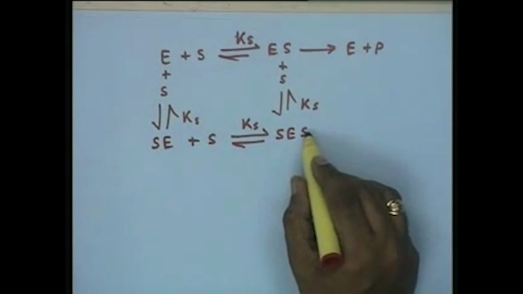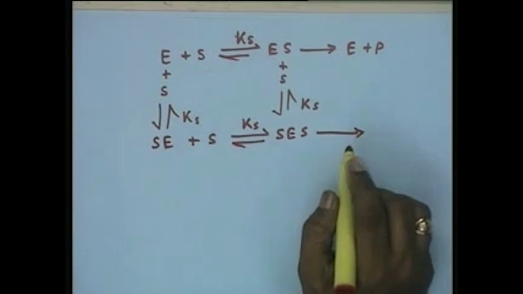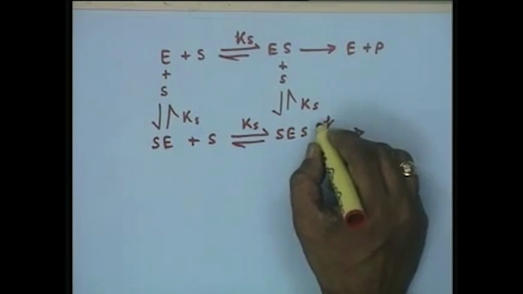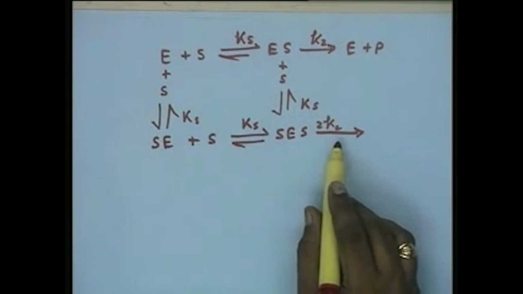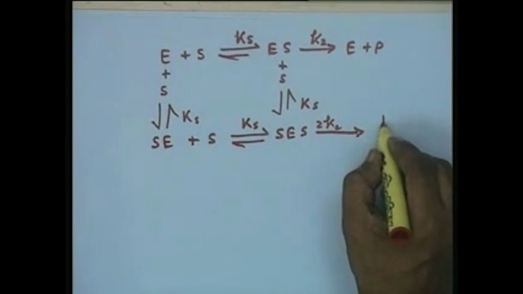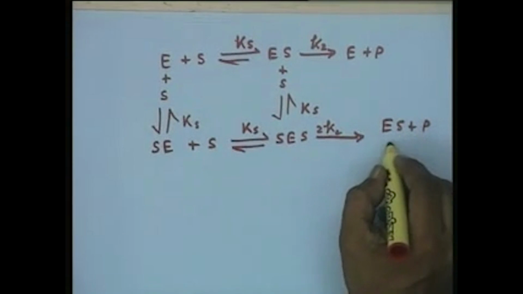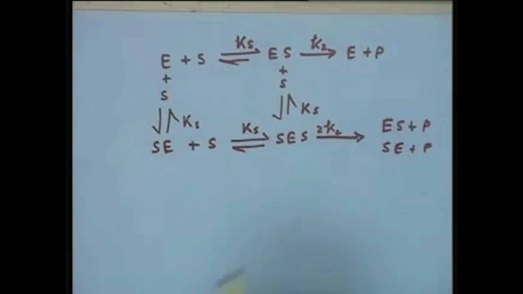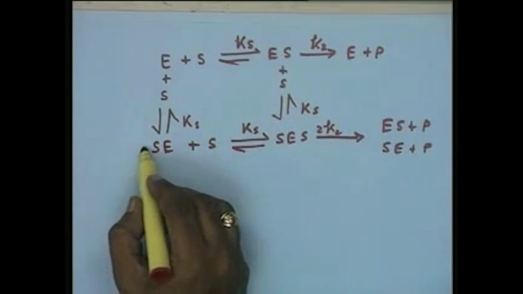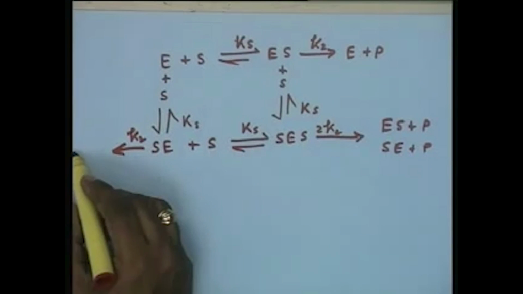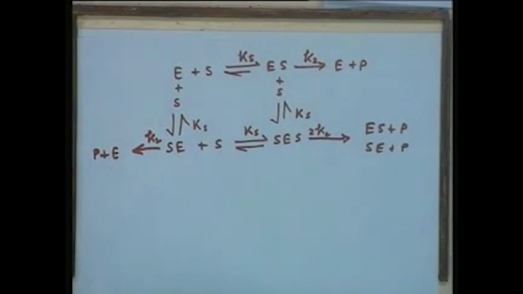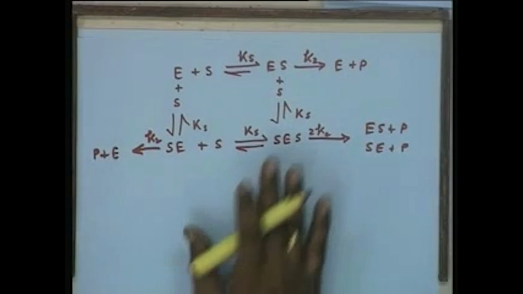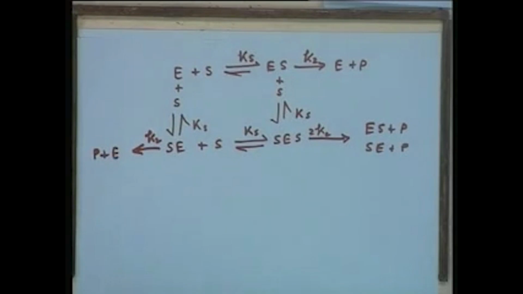The only difference will be when SES gives you a product, the rate of product formation will be 2K2. This is K2, this is 2K2, and it will lead to your ES plus P and SE plus P essentially. And similarly here also you can have a product formation to P plus E. So you can have from either direction the product formation and they are independent. Similar situation might arise for a tetramer or a hexamer depending on the number of binding sites on the enzyme molecule.